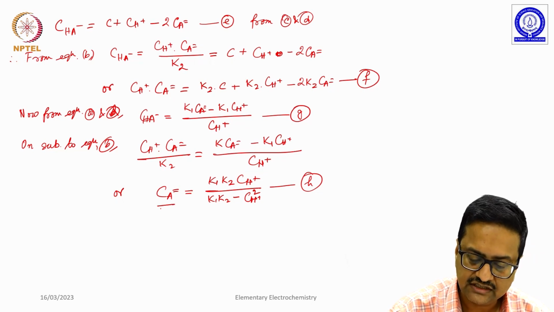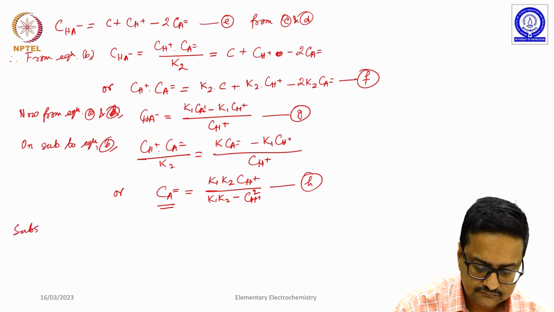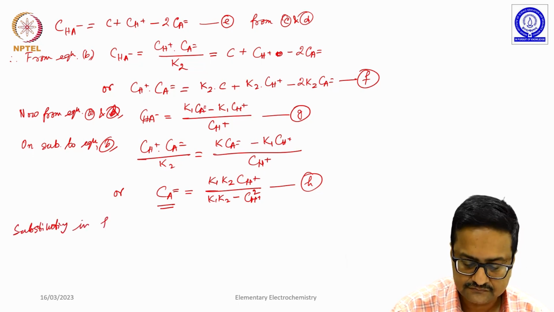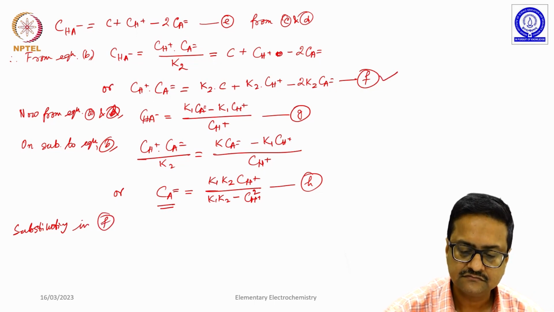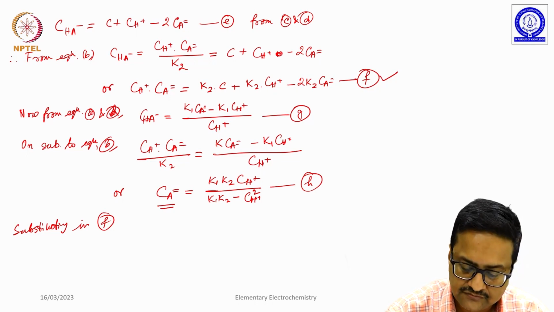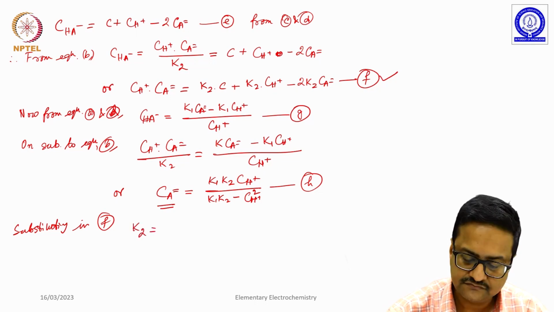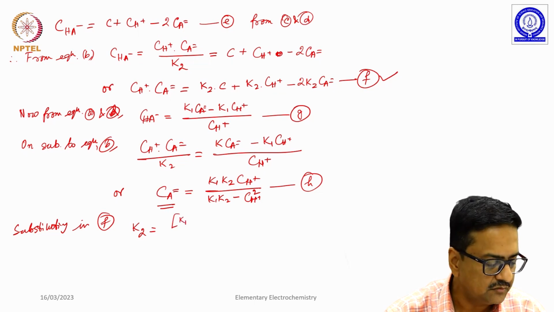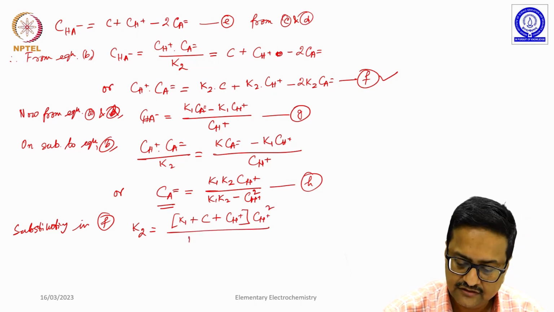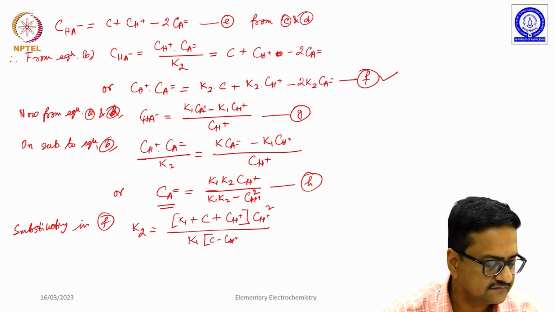So now we substitute this in equation number F, which is here, and then rearranging, one can solve for K2 as K1 plus C plus CH plus into CH plus square divided by K1 into C minus CH plus.